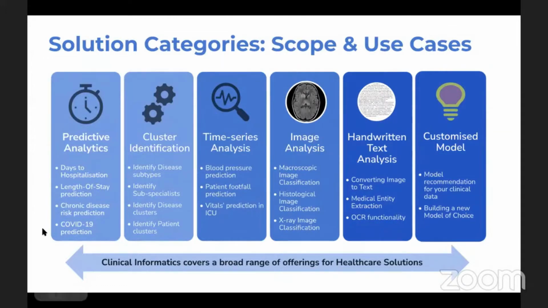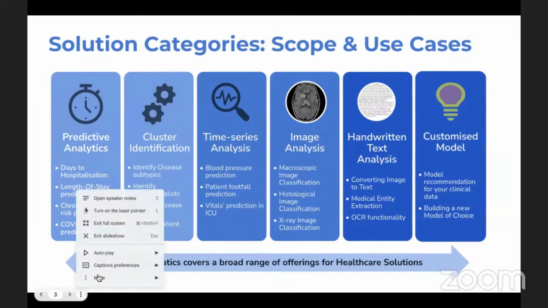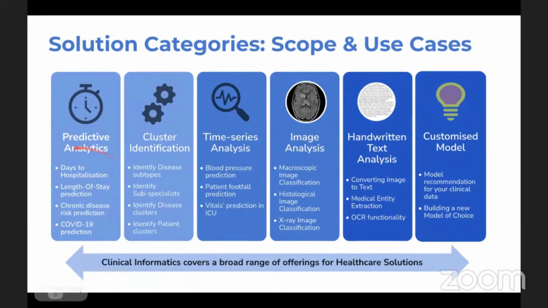So starting with the left one. This is the broad category of predictive analytics. This is more of a supervised modeling, where there are use cases like days to get hospitalized, length of stay prediction. It's a very important marker for the hospital performance, chronic disease risk prediction, and of course, COVID-19 prediction. So these are all predictive models where we have the data and we can do some predictions.